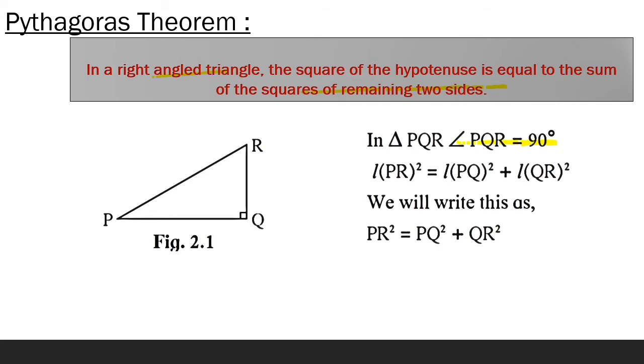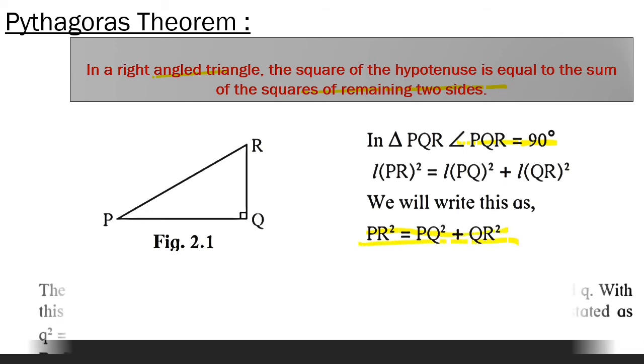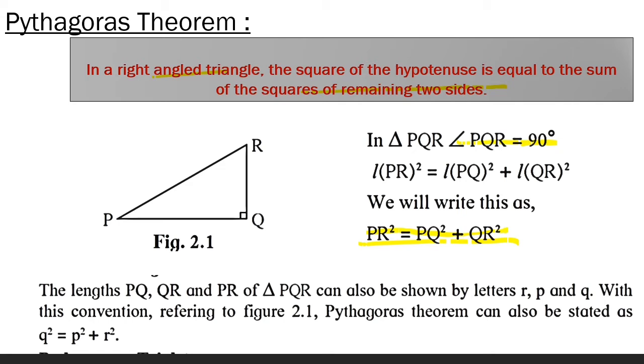And we will write this as PR square equals PQ square plus QR square. The lengths PQ, QR and PR of triangle PQR can also be shown by small letters. Like this, if we show this by small r, then this by small p, and this hypotenuse by small q, then according to the statement of Pythagoras theorem, q square equals p square plus r square.